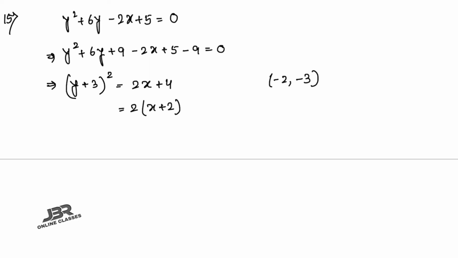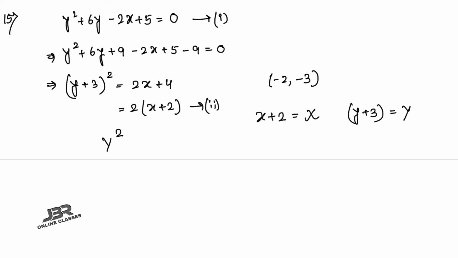So hence here put x plus 2 as capital X and y plus 3 as capital Y. So just this one equation number 2 and this one here equation number 1. Now equation number 2 becomes capital Y square equal to 2X, because x plus 2 is capital X and y plus 3 is capital Y. Now put it as equation number 3.